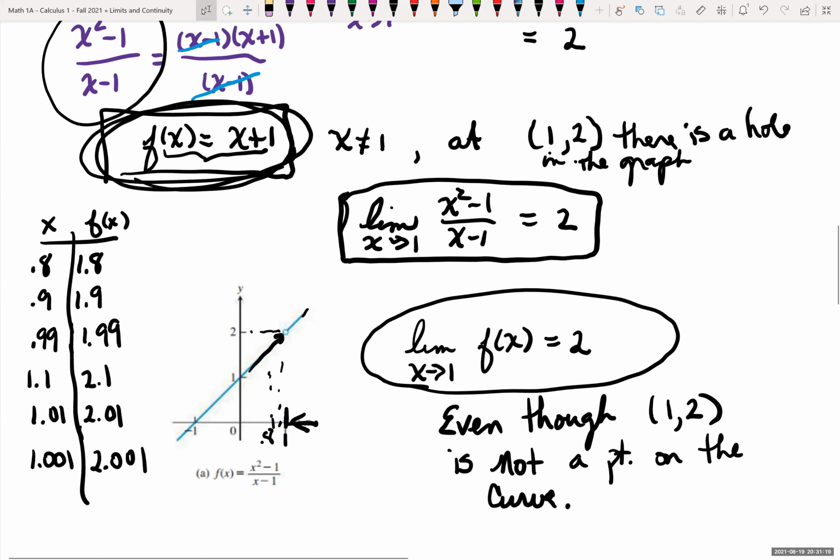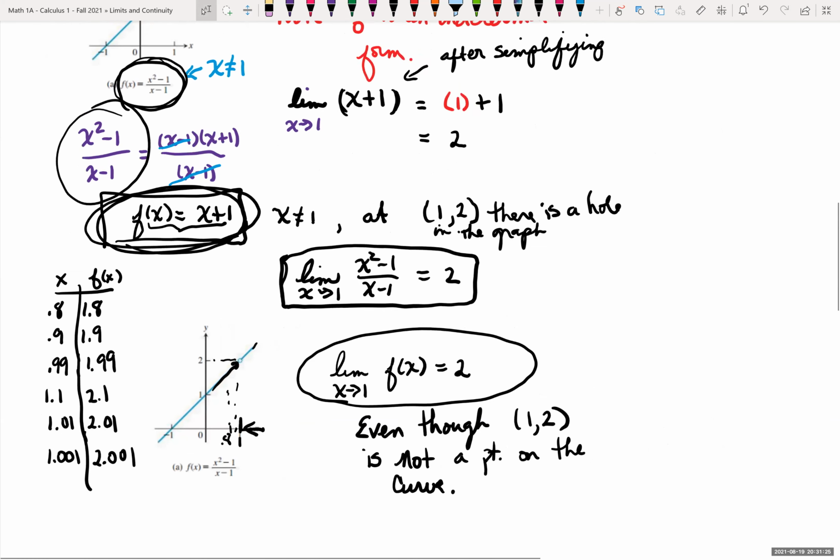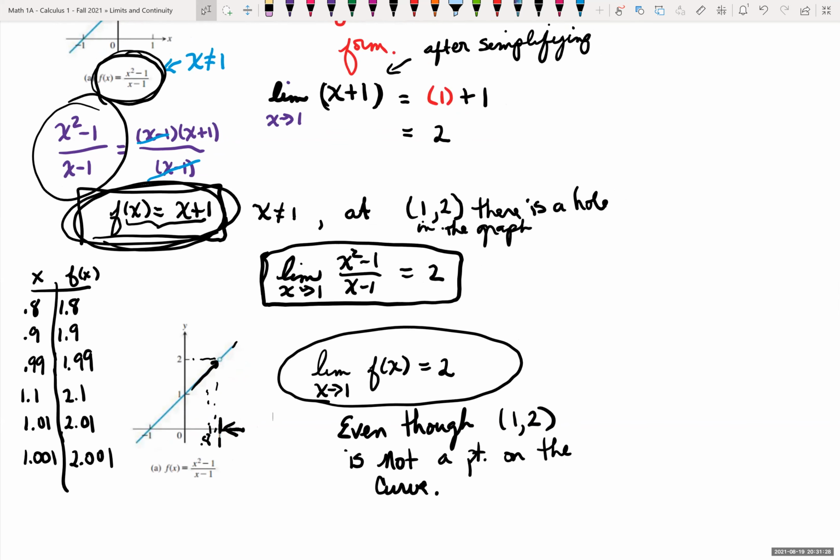So I wanted to show you a couple of other examples that are similar to this problem, but a little different. So let me pause for a second to see if there's any questions.